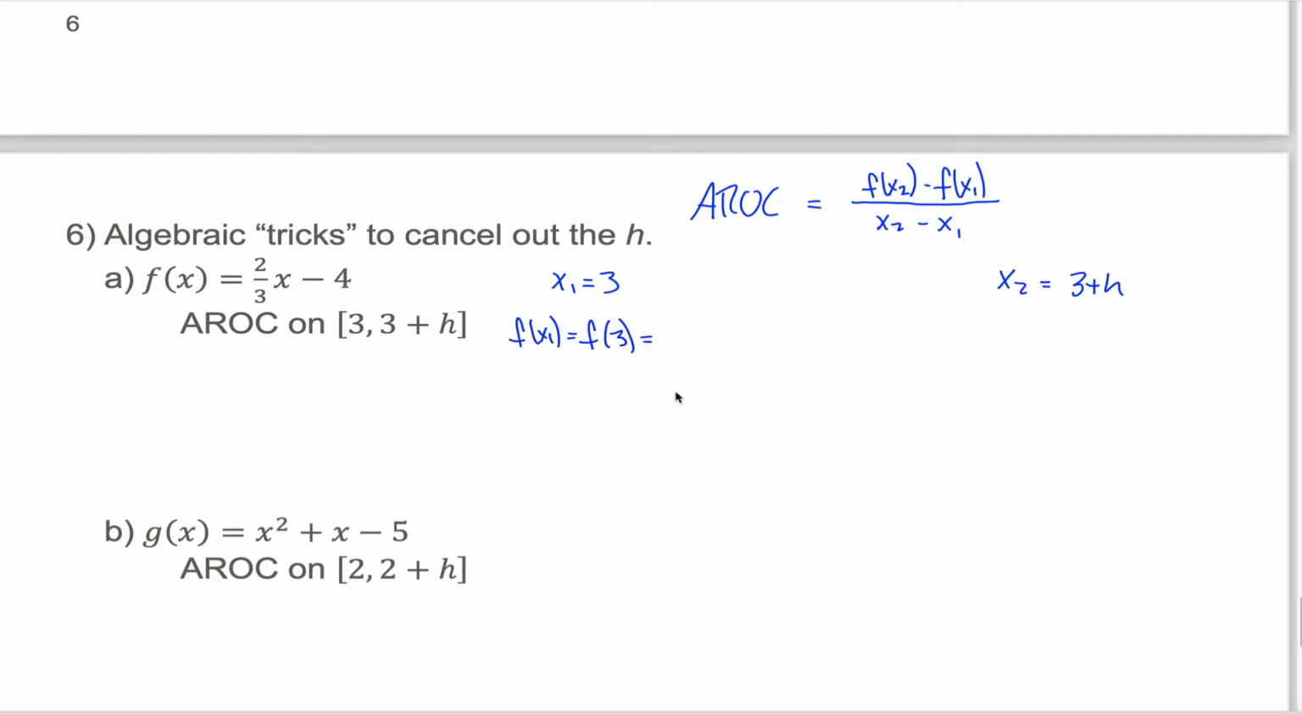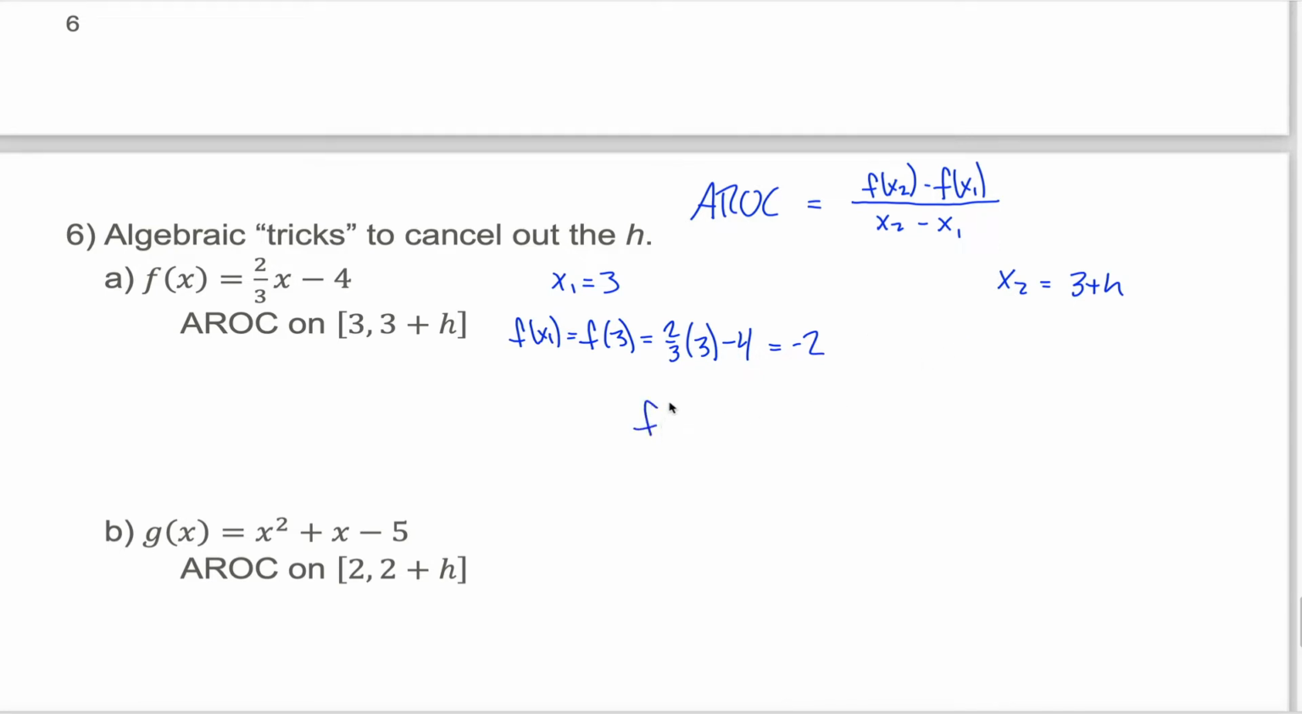So what is f of 3? Well, that's easy. f of x is 2/3 x minus 4. So f of 3 would be 2/3 of 3 minus 4. 2/3 of 3 is 6/3, in other words, 2. So I have 2 minus 4. I have negative 2. I got x1, I got x2, I got f of x1. There's just one more piece of missing information.